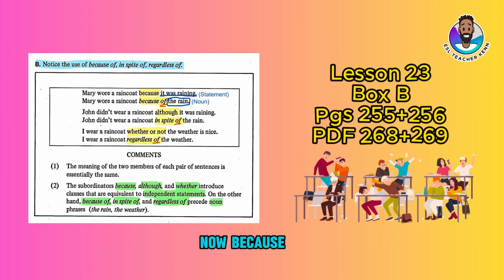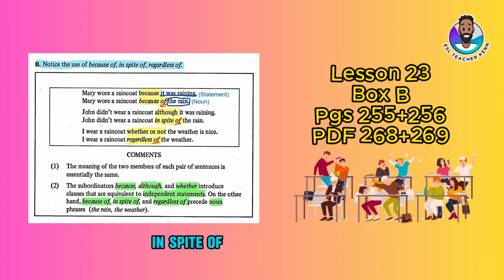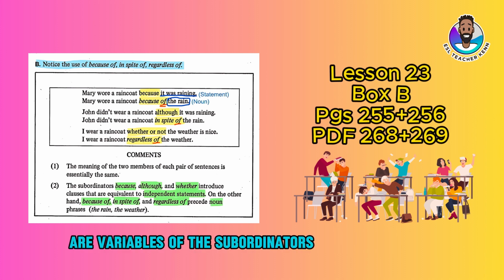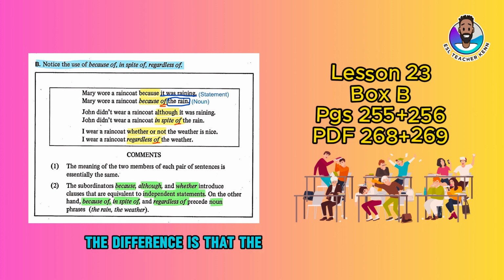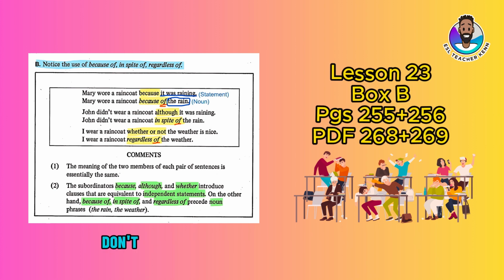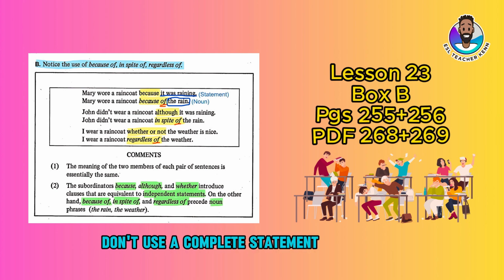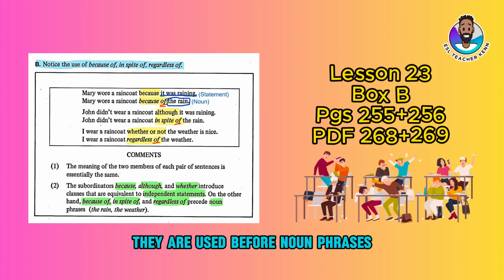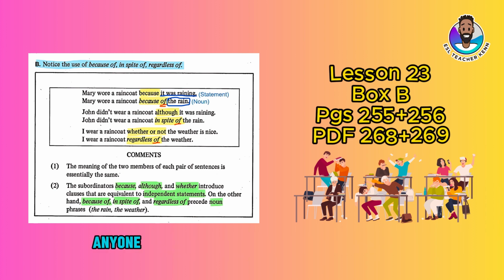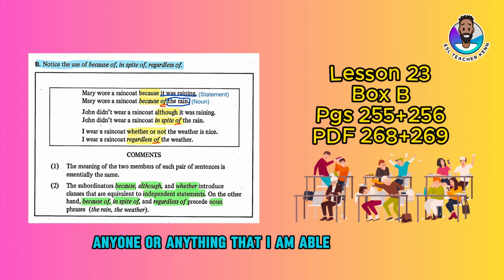Now, because of, in spite of, and regardless of are variables of the subordinators mentioned before. The difference is that the subordinators with of don't use a complete statement afterwards. They are used before noun phrases, anyone or anything that I am able to describe.